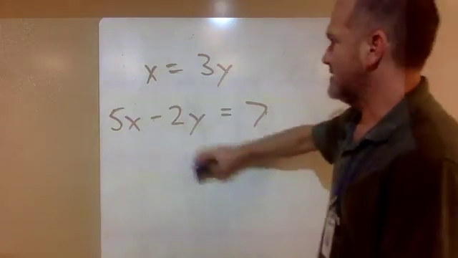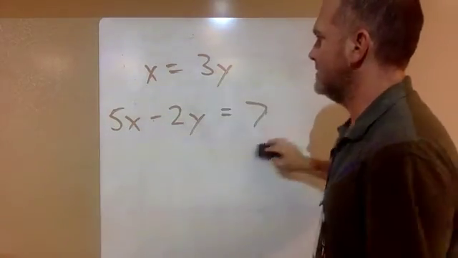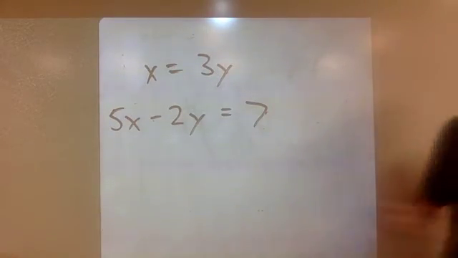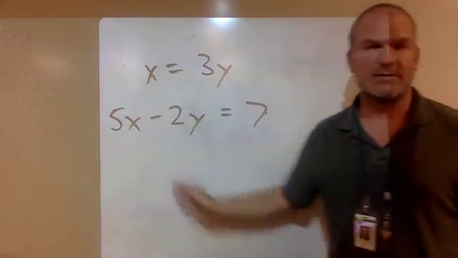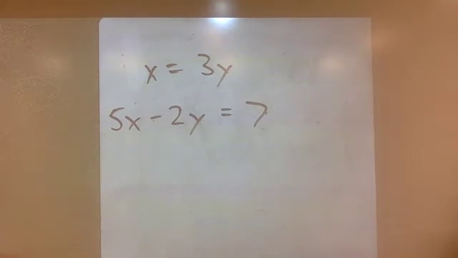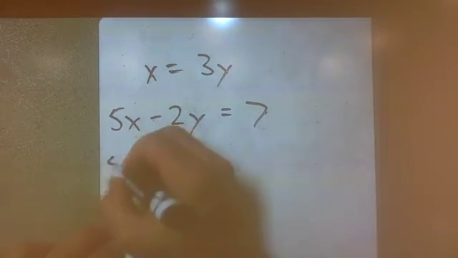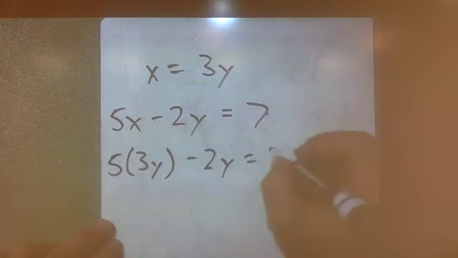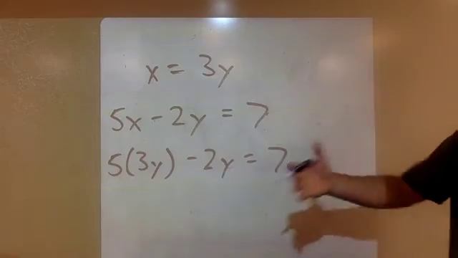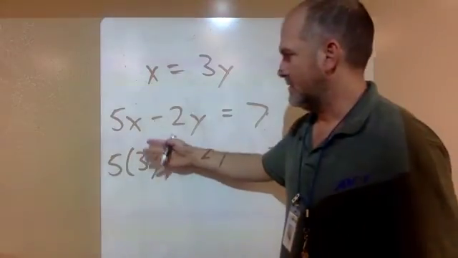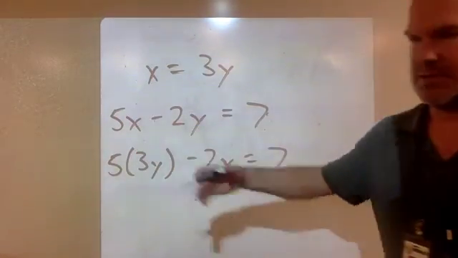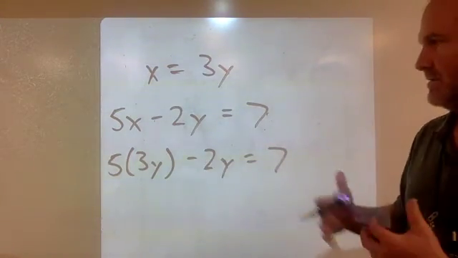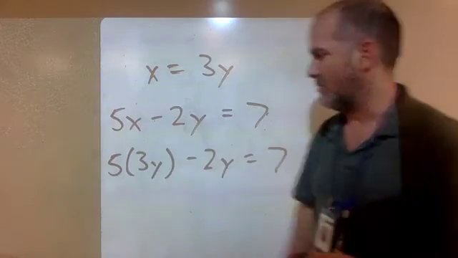That's what equal means. X is the same thing as 3y, so you can either use an x or you can use a 3y. We're going to use a 3y, that way we have all y's, and we just eliminated our x. So instead of 5 times x, it's 5 times 3y, minus 2y equals 7. We haven't really done any math, we just substituted in something that was equal to something else. We took a player out of the game and put another player in. They play for the same team. They're equal. We took the x out. We put the 3y in.